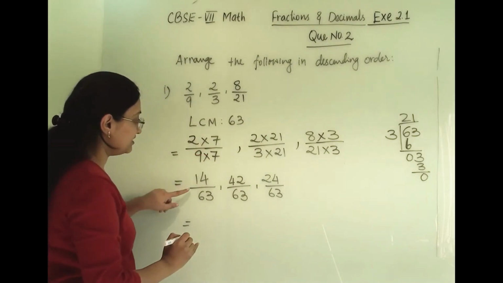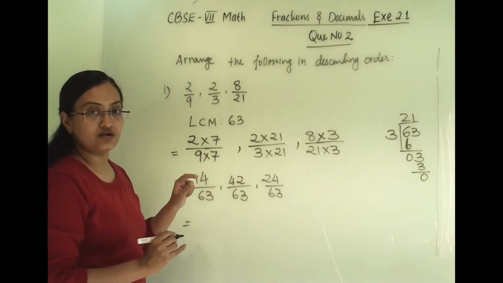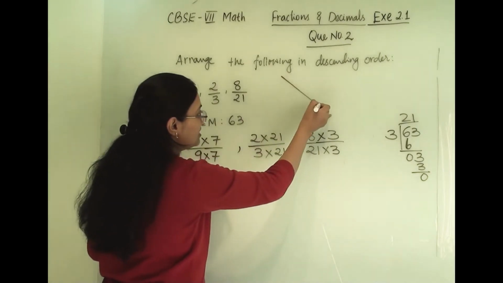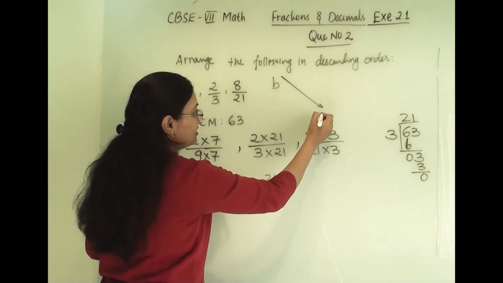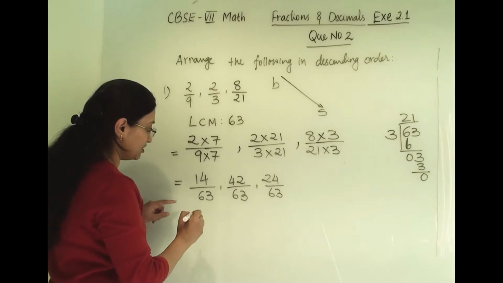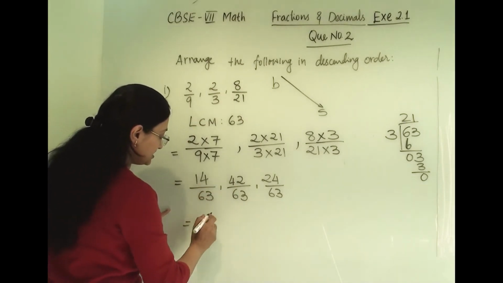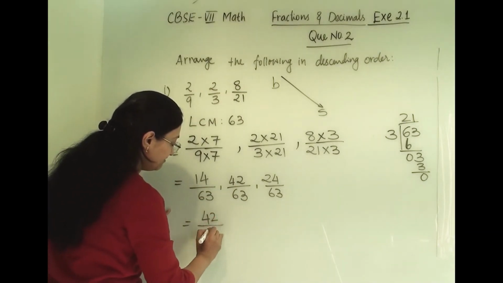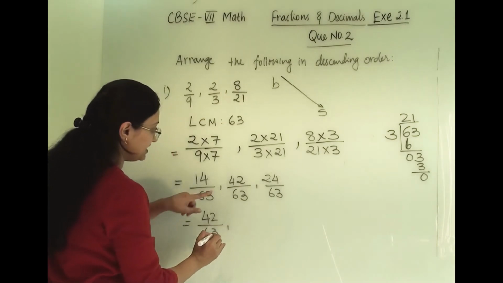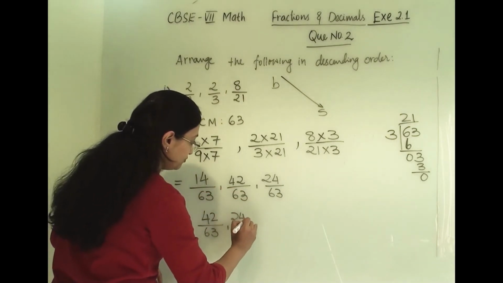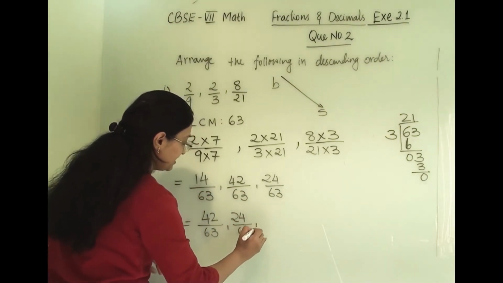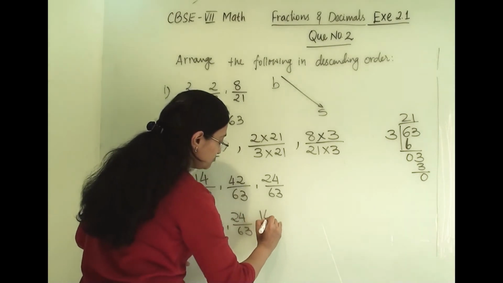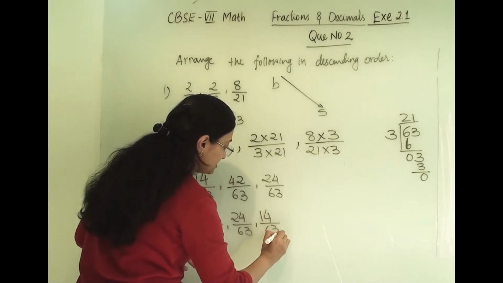So let us write the descending order first. In descending order, first we write the bigger number and then at the last the smallest number. So the biggest number is 42 divided by 63. Then the next is 24 divided by 63. And then the last one, the smallest one, is 14 divided by 63.